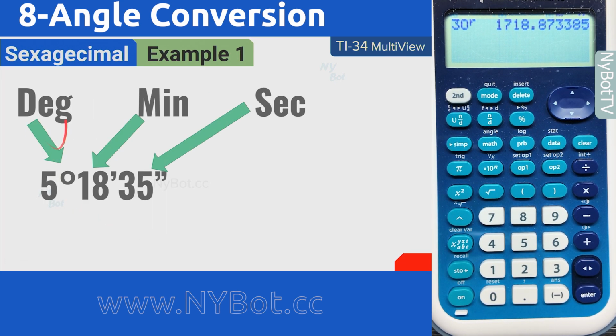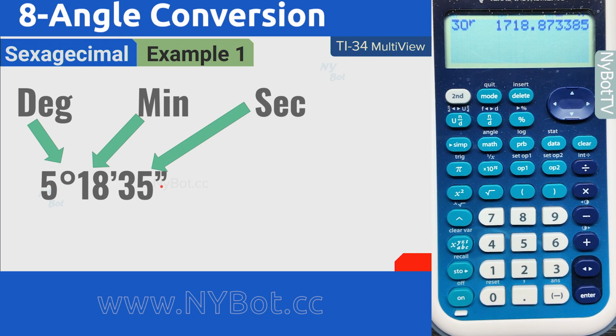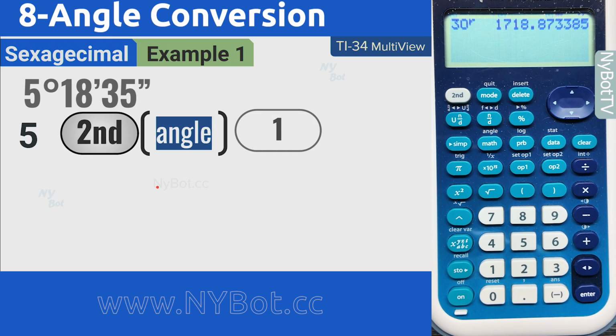Now let's have a look at degree, minute, and second. It will be represented this way, and there will be a degree symbol. For minute we have one apostrophe. For second it's a double quote or double apostrophe.